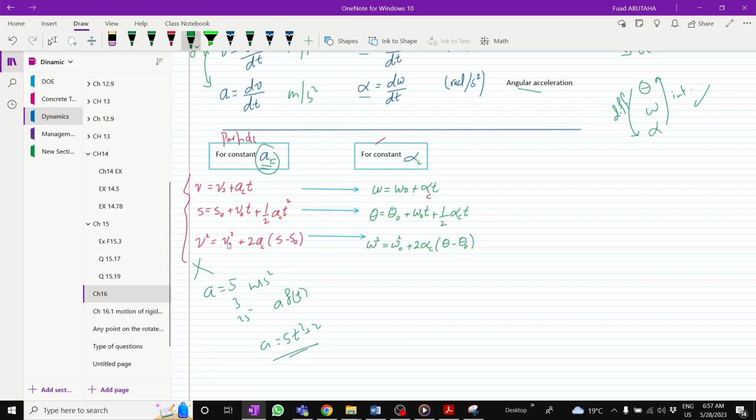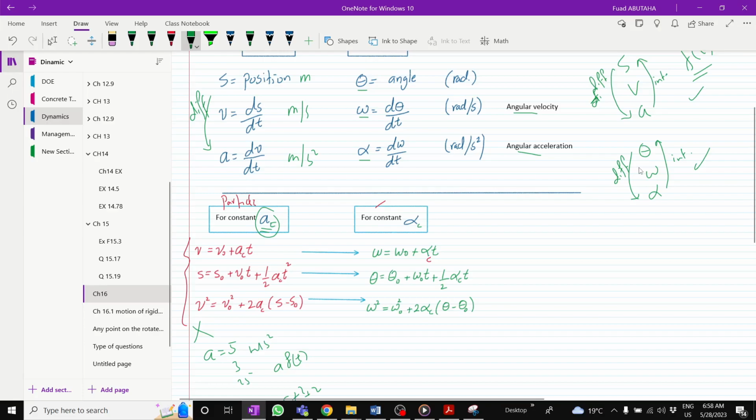So this equation is only when we have a constant acceleration, like 5, 3, 7, or whatever number. It's a constant number. But if it is a function of time, it means that the acceleration is changing over time. It's not the same acceleration at different times. So if we have the acceleration as a function of time, then we'll start to go with integration and differentiation to get the other information.